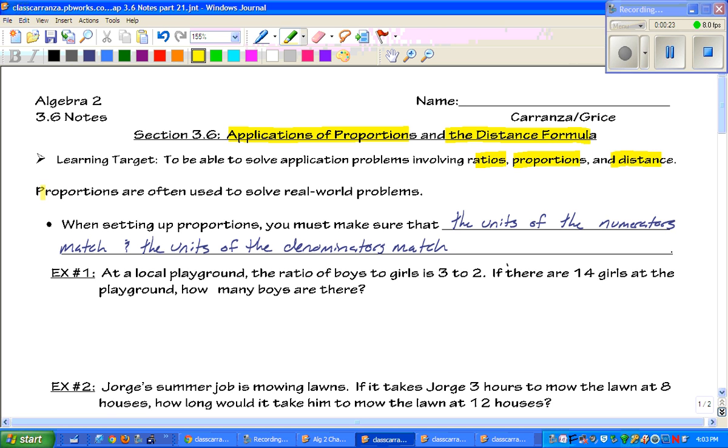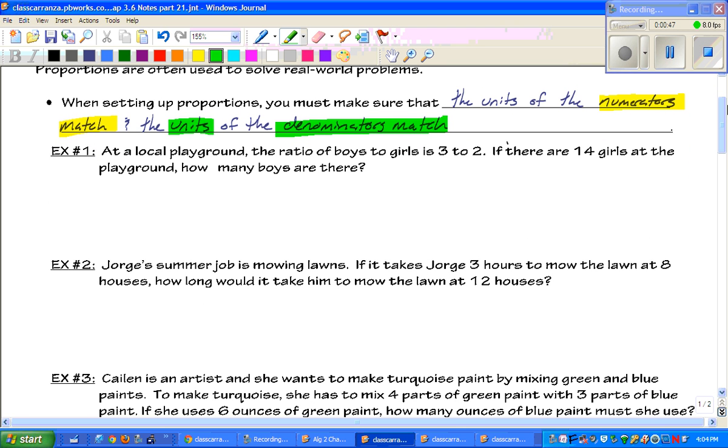One of the ways that proportions are often used is to solve real-world problems. When we're setting up proportions, you must make sure that the units of the numerators match, and the units of the denominators match. That's probably the hardest part about setting up the proportions, and if you keep yourself organized, this will be easy. All right, let's start going through some problems.